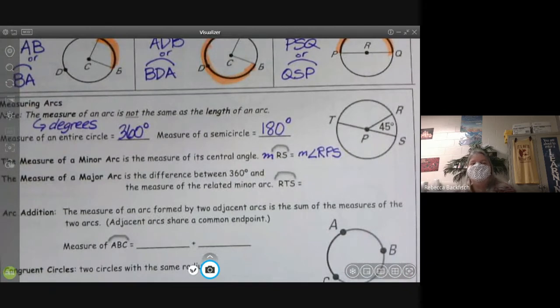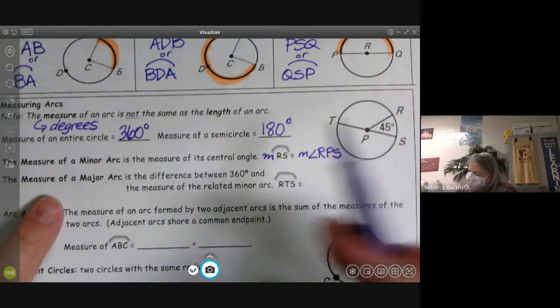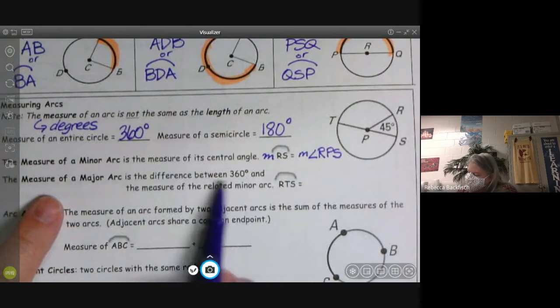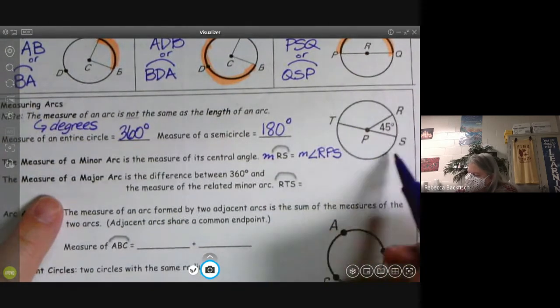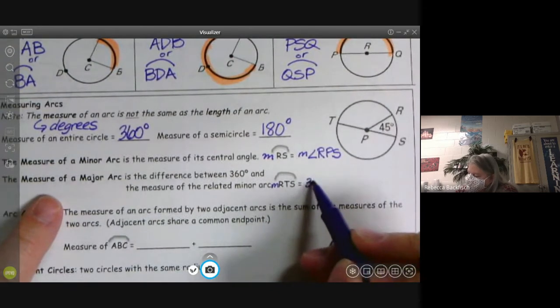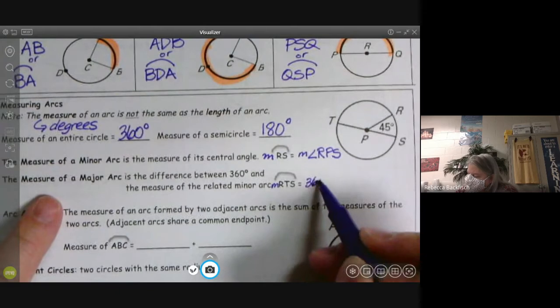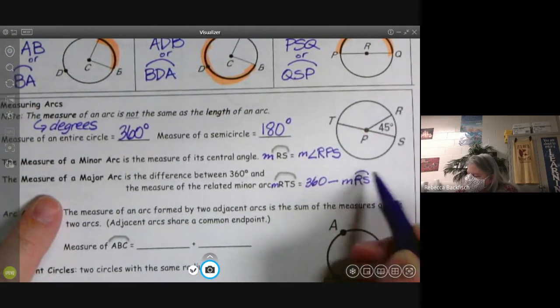Okay, the measure of the major arc, you can still think of it as going with the central angle. Basically, the arc measure is the central angle measure for that particular arc. But usually for major arcs, we end up subtracting. It's the difference between 360 and the measure of the related minor arc. In other words, the measure of arc RTS, which is the long way around, would be 360 minus RS.